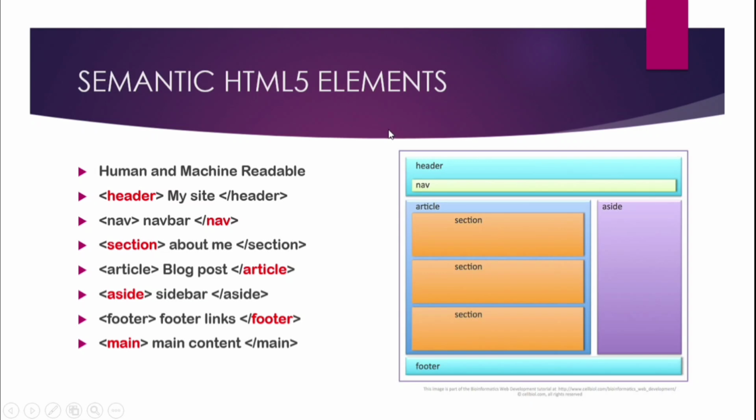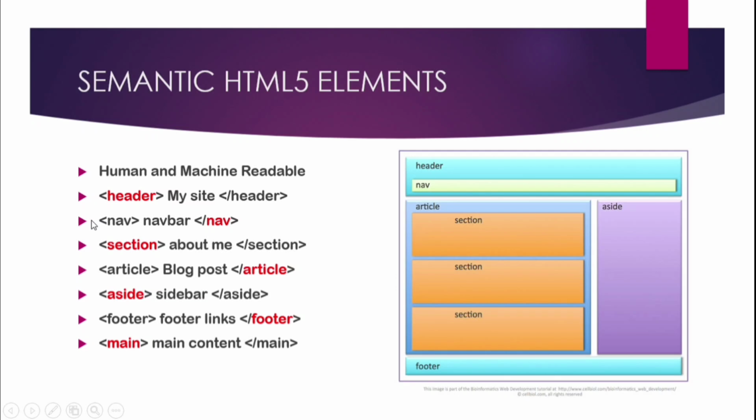So next we have the semantic HTML5 elements. What is semantic? Semantic means human and machine readable. So we can understand the information, and at the same time the machine can also understand what tags we are mentioning here. We can see header. Header is nothing but the topmost place of any website. It is one of the human understandable tags, right? Here I'm using my site as the name.